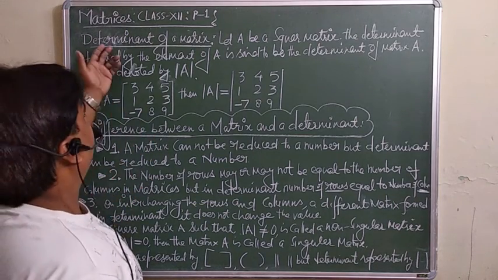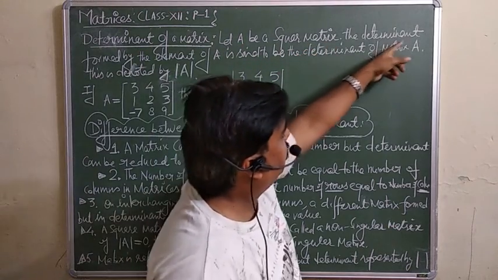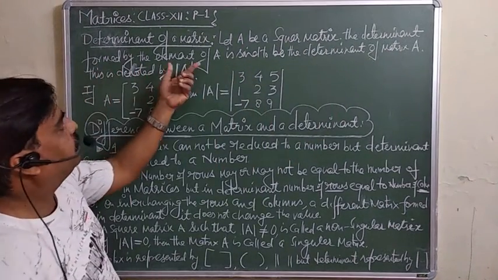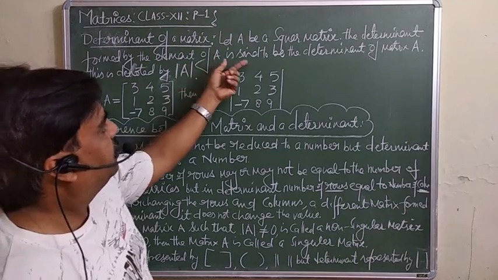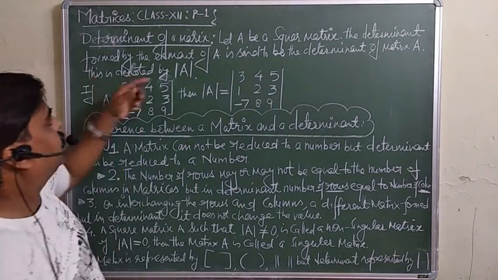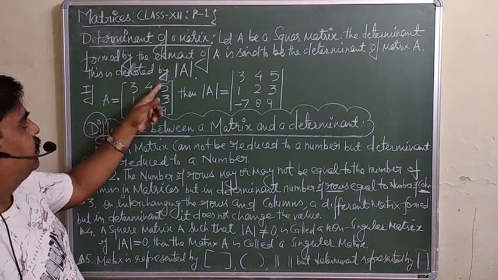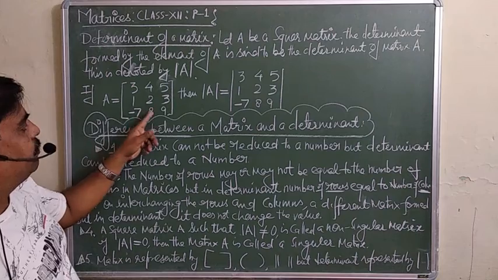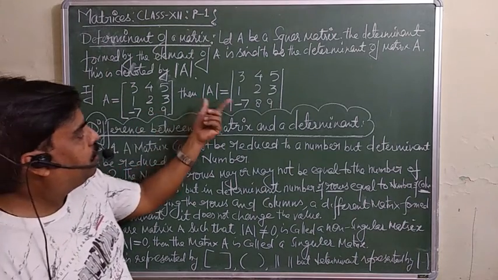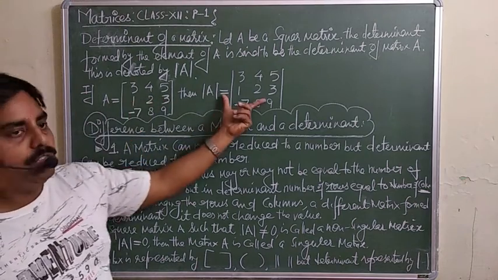Okay, now the determinant of a matrix. Let A be a square matrix. The determinant formed by the elements of A is said to be the determinant of matrix A, and this is denoted by this one. So this is your matrix A, 3 4 5, 1 2 3, minus 7 8 9, but the determinant will be equal to this one. This is the notation of the determinant. This is your matrix and this is your determinant.